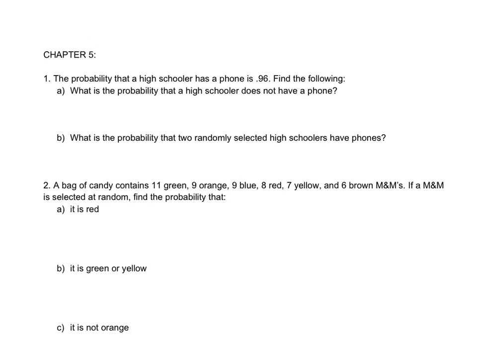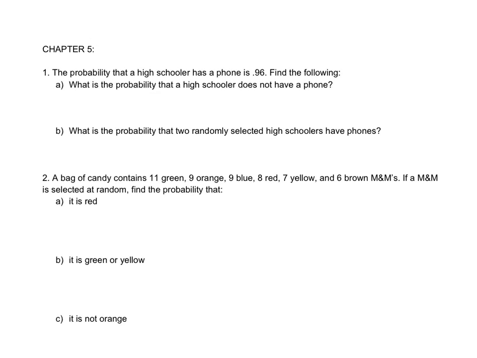Next, we're going to take a look at Chapter 5, which talked about probability. We are going to look at sections 2, 3, and that extra section we did. So we know that the probability that a high schooler has a phone is 0.96. And our first question asks us, what's the probability that a high schooler does not have a phone? So remember, all probabilities add to 100%. So we do 1 minus 0.96, which is 0.04.